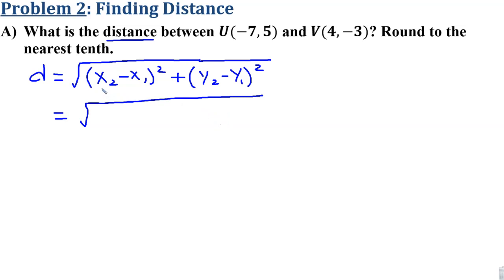Now this formula just takes x minus x. So once again, the order doesn't matter. I'm just going to stay in the order the problem's given to me. We can say -7 minus 4, and that's all squared. Plus then, in the same order, once you pick an order, you've got to stay in that order, we'll go y minus y. So here we can go 5 minus -3. So 5 minus -3, in other words, plus 3, squared.